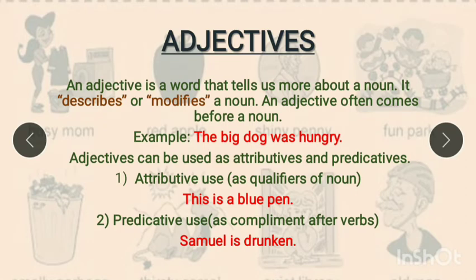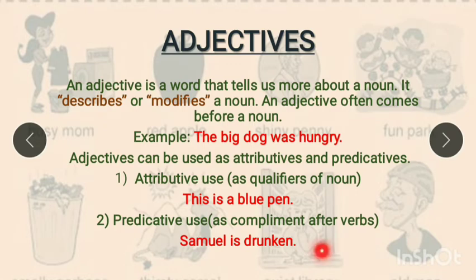It comes before a noun. And it has two uses, attributive use and predicative use. Adjectives in attributive use qualify a noun. That is, they are qualifiers of a noun. This is a blue pen. Here, blue is the adjective. That is the attributive use of adjectives. Predicative use means as complement after verbs. In predicative use, adjectives often come after the verbs.